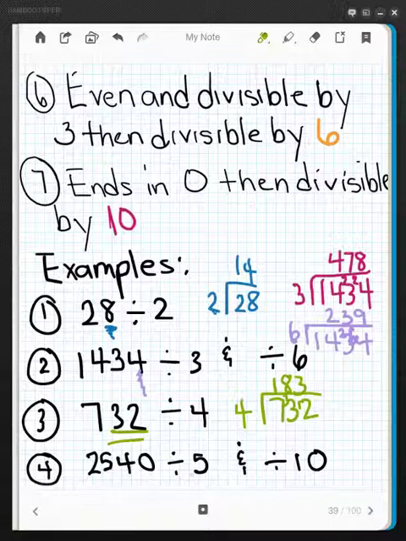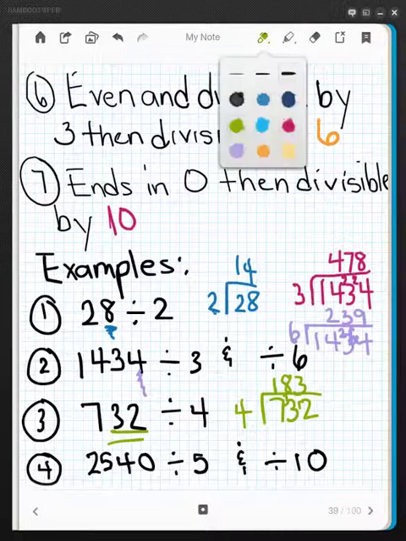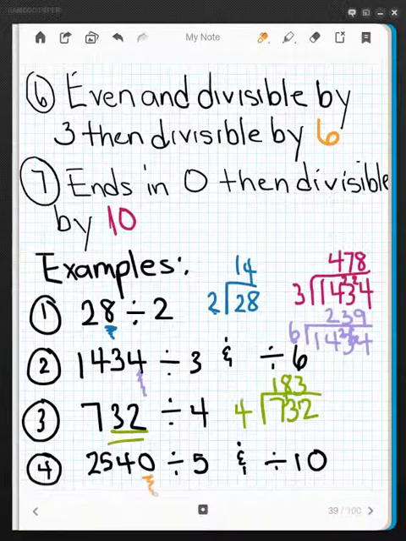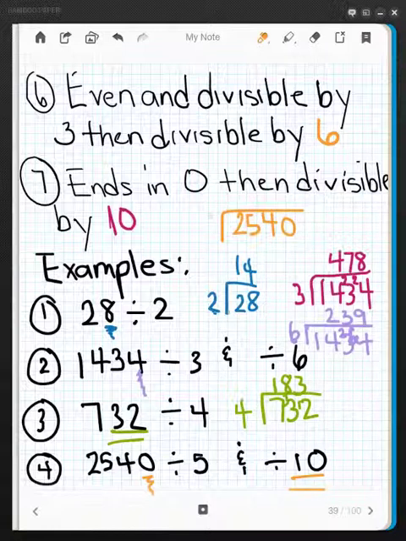Is 2540 divisible by 5? Well, I see that it should be divisible by 5 because it ends in a 0, right? And that also means, by the way, that it should be divisible by 10, since it ends in a 0. Let's check it out and see if it's divisible by 5 and by 10. So I divide this by 5. 5 goes into 25 5 times. 5 times 5 is 25, so there's nothing left over.